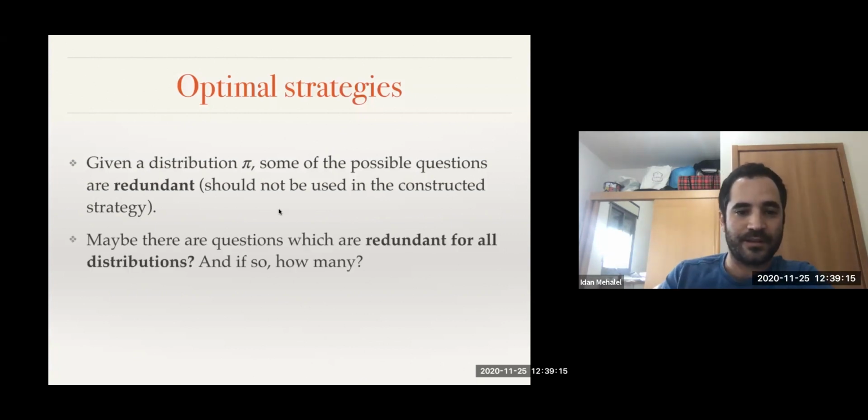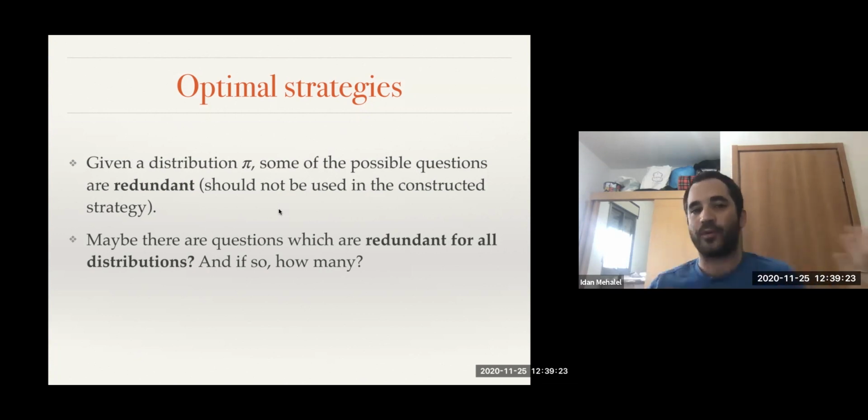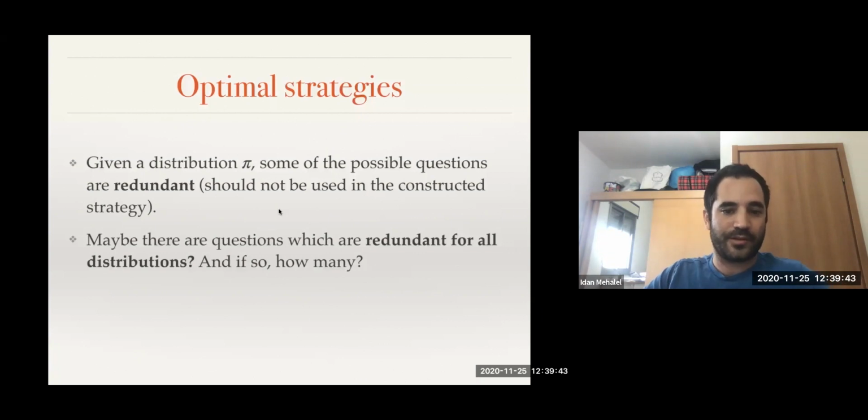So that may lead us to think maybe there are questions which are redundant for all distributions. That is, maybe there are questions like, is X a fruit, such that for any distribution Alice will throw on us on the universe, we will not have to use them. We will always be able to construct an optimal strategy without using those redundant questions. And if so, how many of those questions are there?